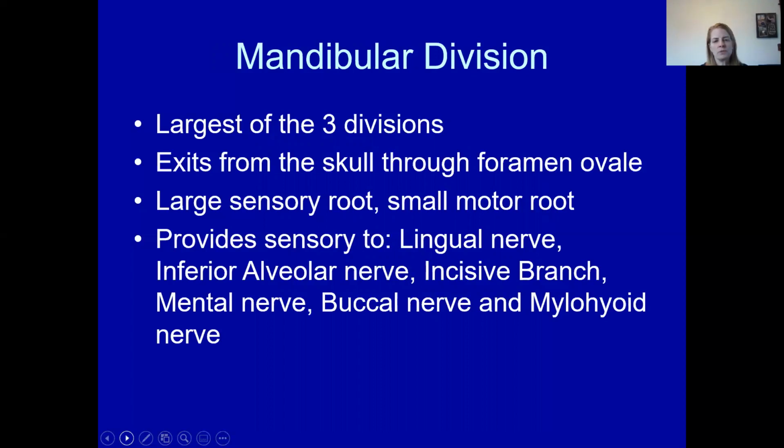But this one in particular, we want to talk about the sensory portion that is providing sensory to the lingual nerve, the inferior alveolar nerve, the incisive branch of the inferior alveolar nerve, the mental nerve, the buccal nerve, and the mylohyoid nerve.